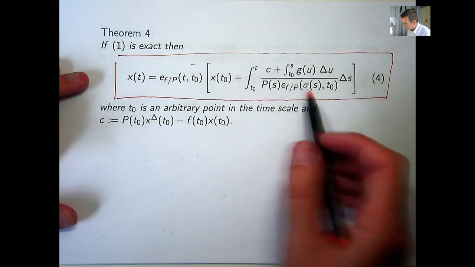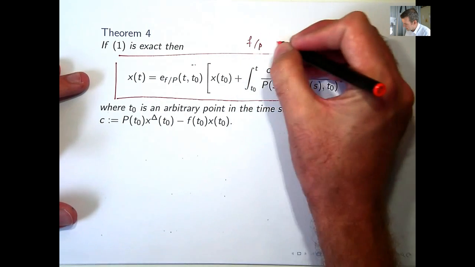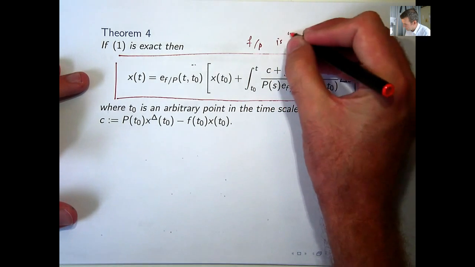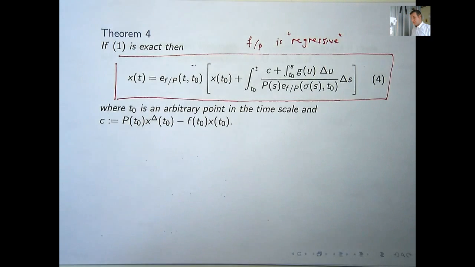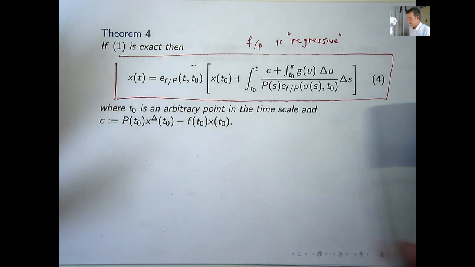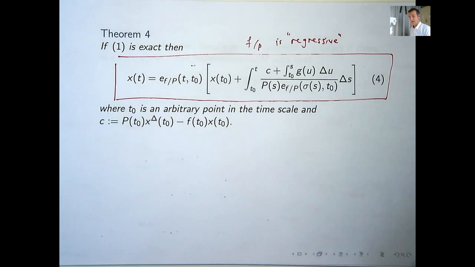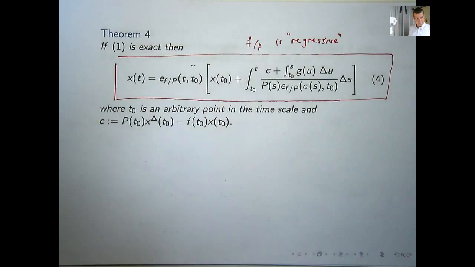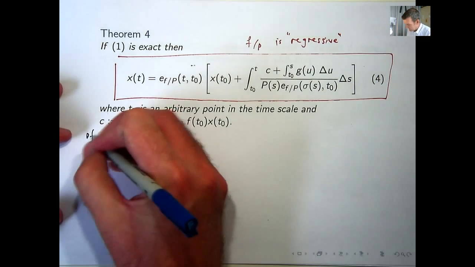Okay. Now, some things that we're including in there. This ratio f on p is assumed to be regressive. Okay. So this is a sort of a property involving the timescale itself and the functions f and p. Now, I don't want to talk about that too much, but this is just so the exponential functions are well defined. So let me show you how this comes up, just briefly.